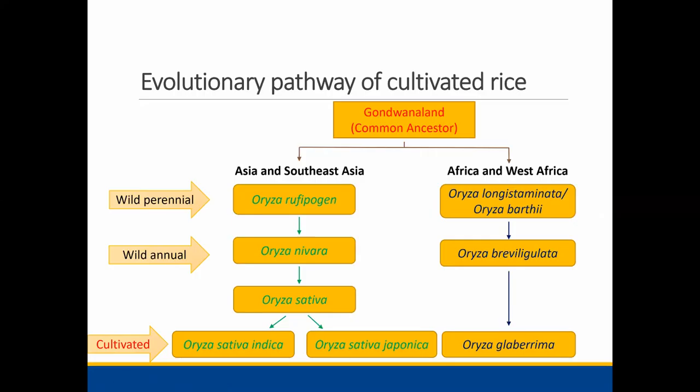Yes, sir. Okay, so in the last class we were looking at some introductory stuff and then the evolutionary pathway of cultivated rice. How the cultivated rice evolved, and we said that there are two cultivated species: Oryza sativa and Oryza glaberrima. Oryza sativa is the Asian rice. It has two types, Indica and Japonica.